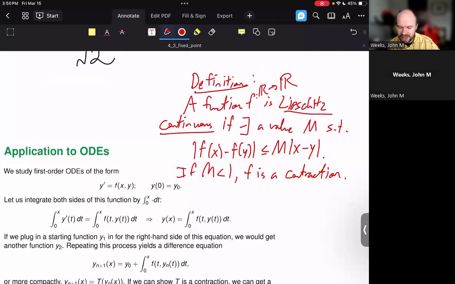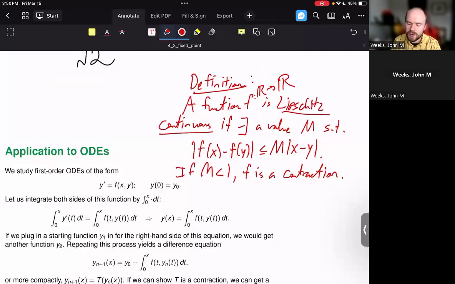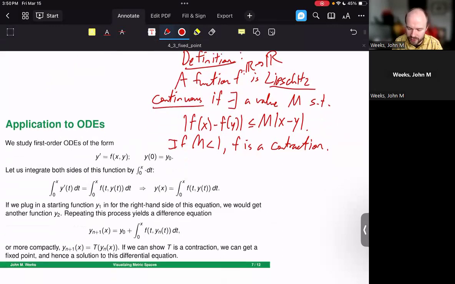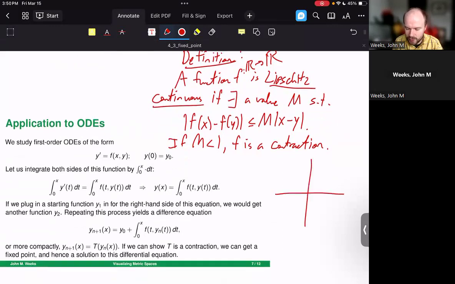So this definition says that a function is not only continuous, but that it is also continuous with respect to some sort of weight on how high the slope of the function could be. For example, the function y of x equals x squared is not Lipschitz continuous.